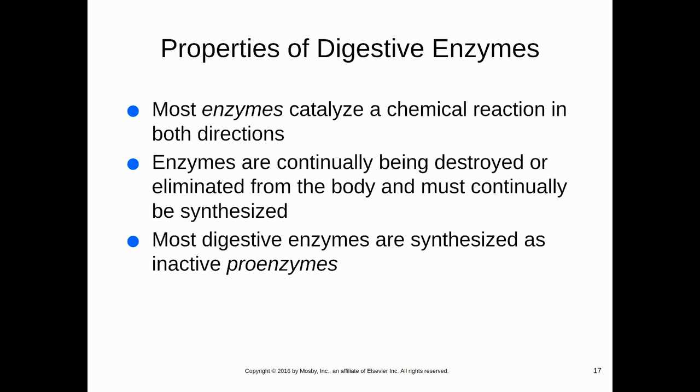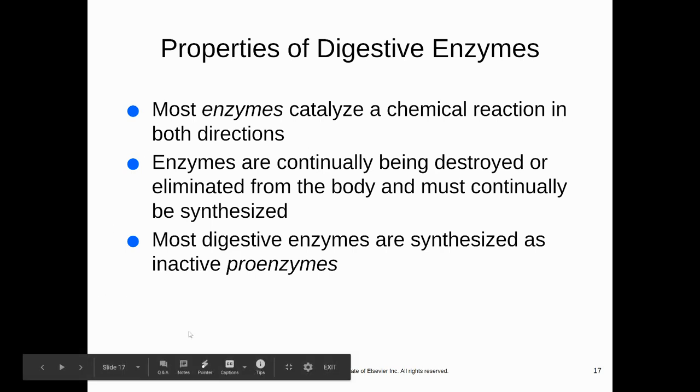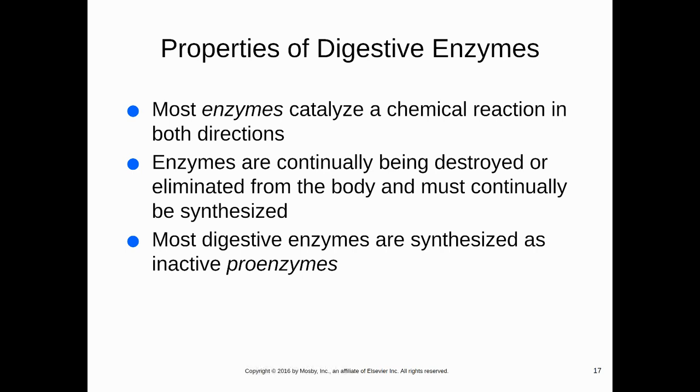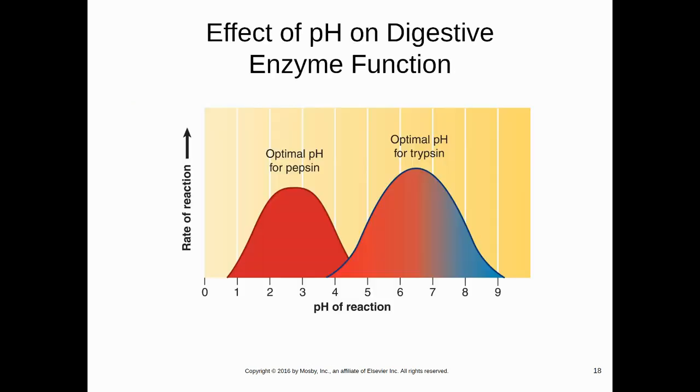So again, they're going to catalyze a chemical reaction. They can work in both directions, but for the most part, we're only going to be looking at one direction. Okay? So don't be super concerned about that. They're continuously being destroyed and synthesized. So once that protein stops working correctly, we'll get rid of it, and then we'll make another new protein to be able to do that. And our cells do this through transcription and translation, okay? And most digestive enzymes, we consider them to be proenzymes when they're inactive, and then once we need more of them, they become activated, and now we have more digestive enzymes, okay?